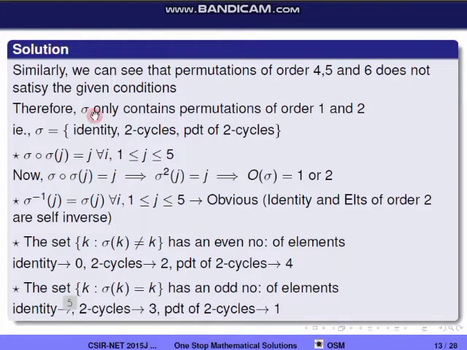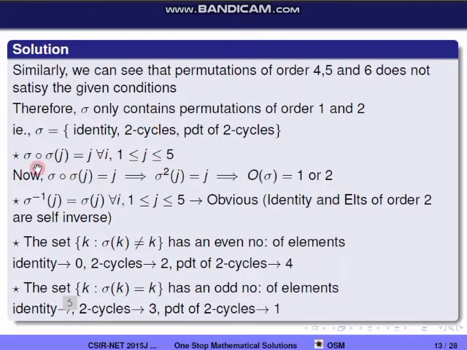Therefore, sigma only contains permutations of order 1 and 2. That is, sigma is equal to the identity permutation, a 2-cycle permutation, or a product of 2 cycles. So now we'll check the options one by one. First option: sigma composite sigma of j is equal to j for every 1 less than or equal to j less than or equal to 5.